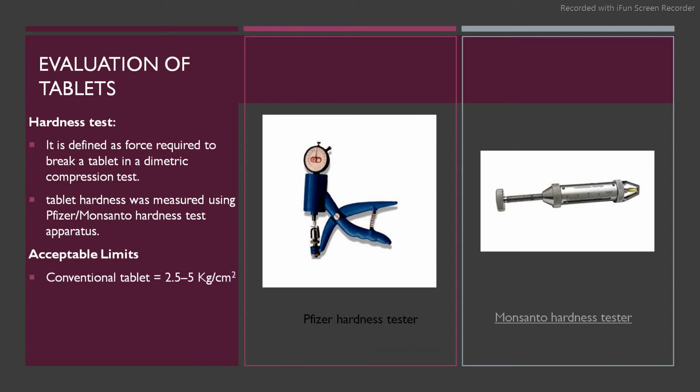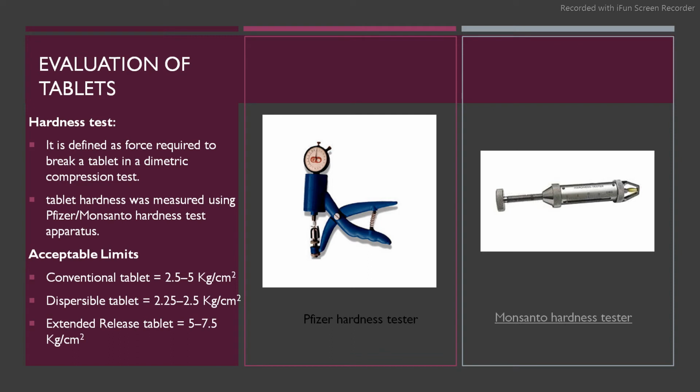As per pharmacopoeia, a conventional tablet like your paracetamol tablet must have a hardness of about 2.5 to 5 kg per square centimeter. And for a dispersible tablet, the strength is less as compared to a conventional tablet. What is meant by a dispersible tablet? You might have seen the Disprin tablet. Once you drop this tablet into water, it immediately starts to disintegrate. That is called a dispersible tablet. In that case, the strength of the tablet is less, 2.25 to 2.5 kg per square centimeter.